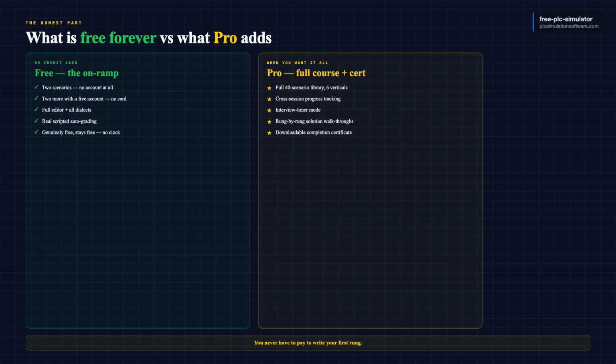Here is what a paid plan adds. The full 40-scenario library across 6 industry verticals. Progress tracking across sessions. An interview timer mode for timed practice. Rung-by-rung solution walkthroughs. And a downloadable completion certificate for your interview portfolio. So the free PLC simulator is the on-ramp. Pro is the full course and the certificate. You never have to pay to write your first rung.